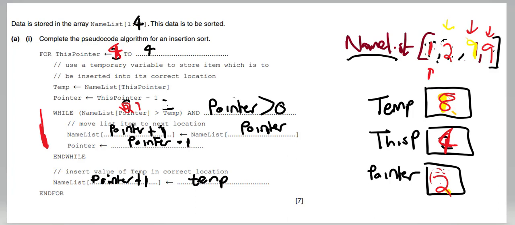Temp, which is 8, will get put into pointer, which is 2, plus 1, 3. So we put it in here. And there you go. We have now done an insertion sort. And now I've screwed up.